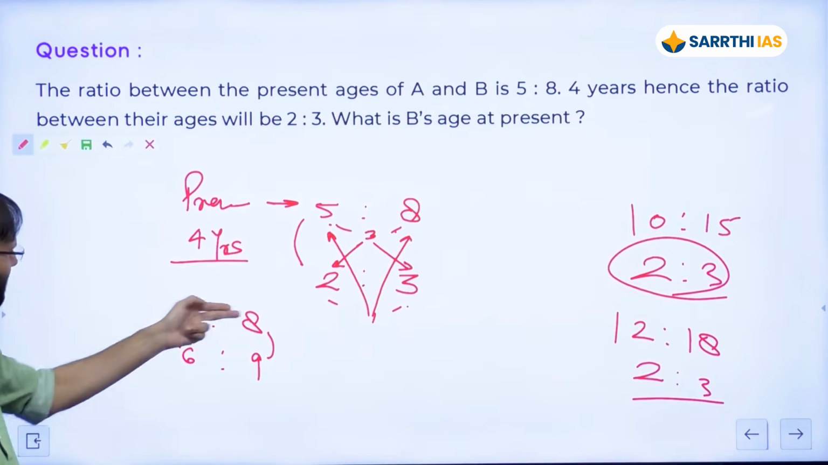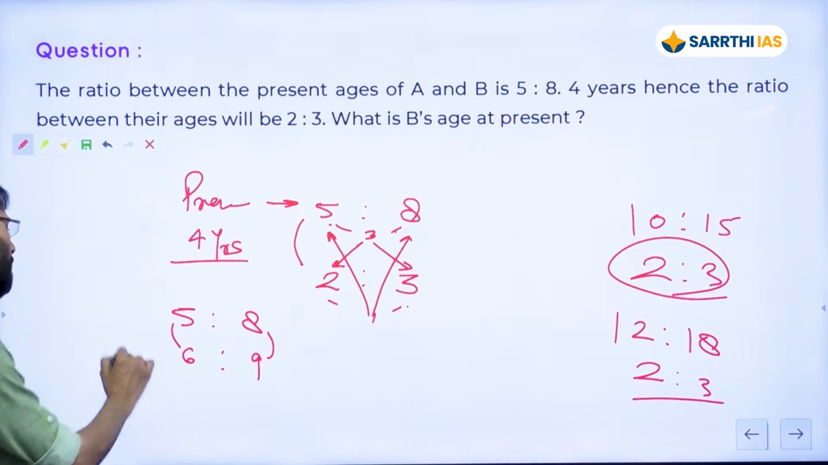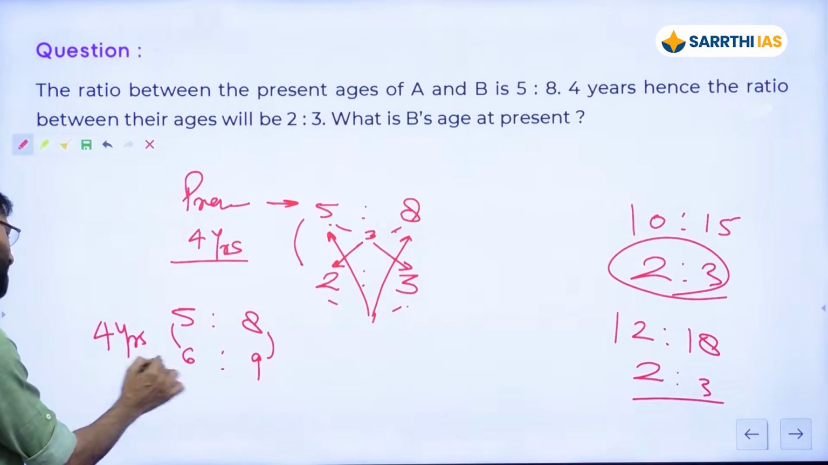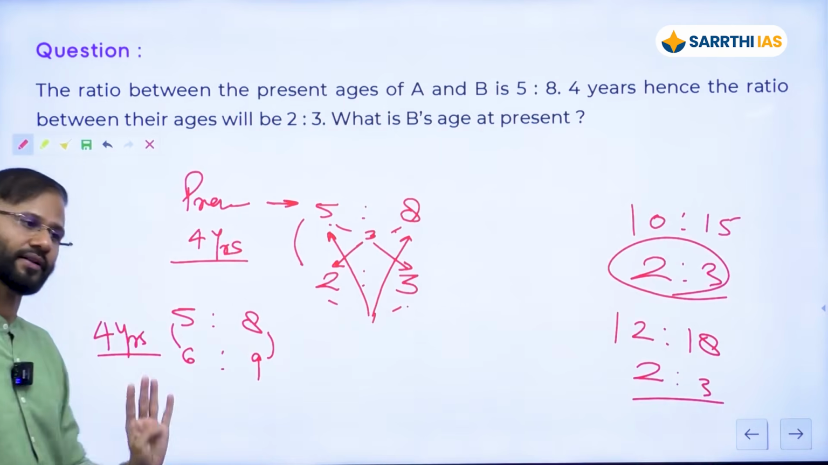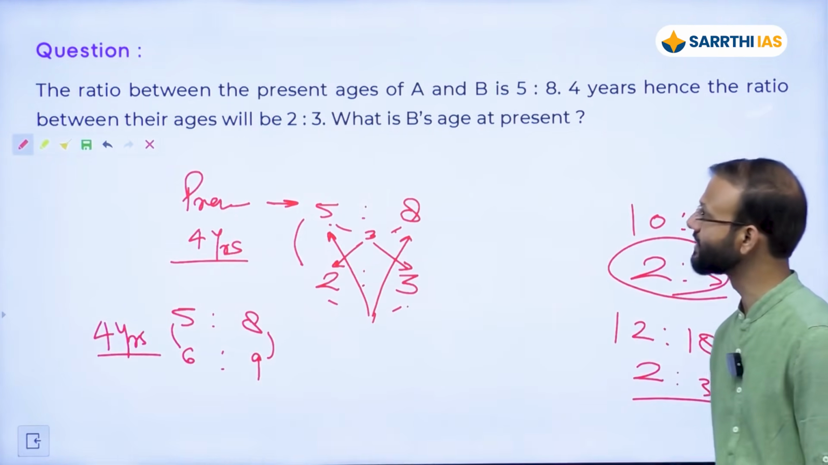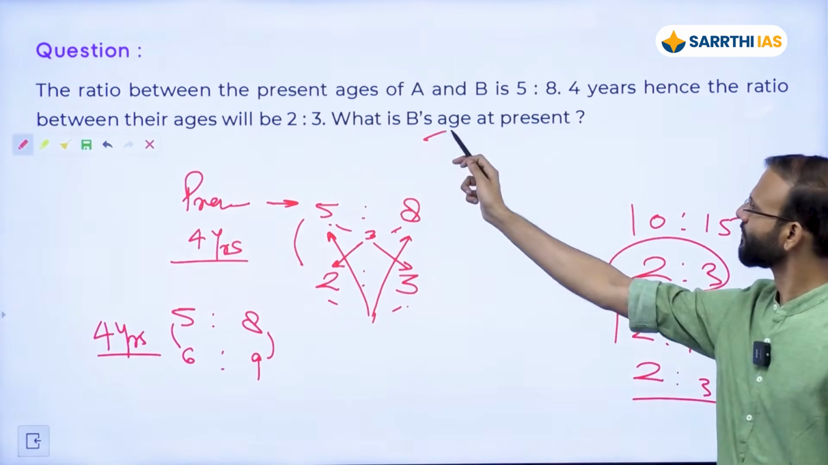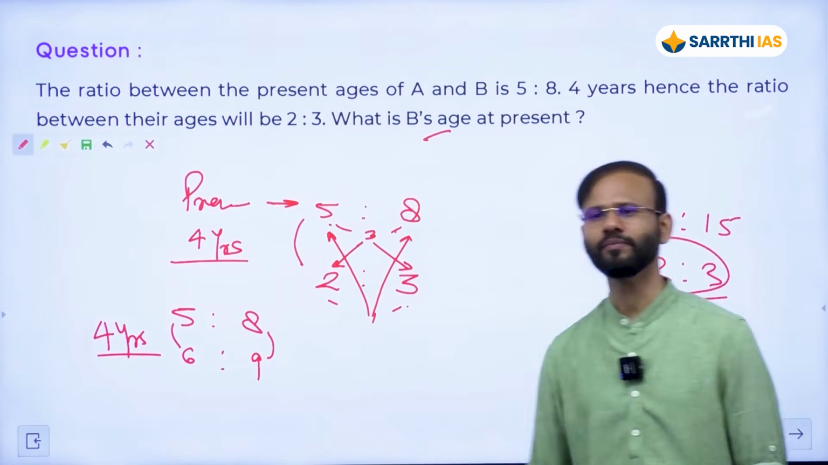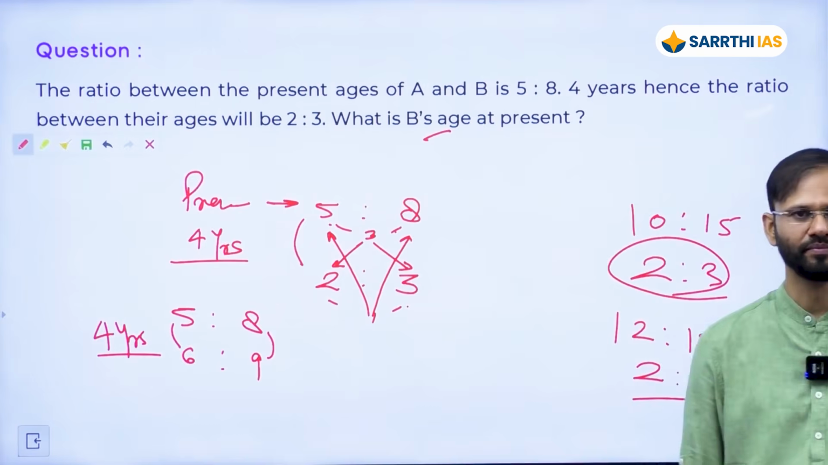Now friends, this is 1, this is 1. Right? In how many years? 4 years. What is the interval size? 4. The answer is 4 into 8, 32. Guys, that is clear?